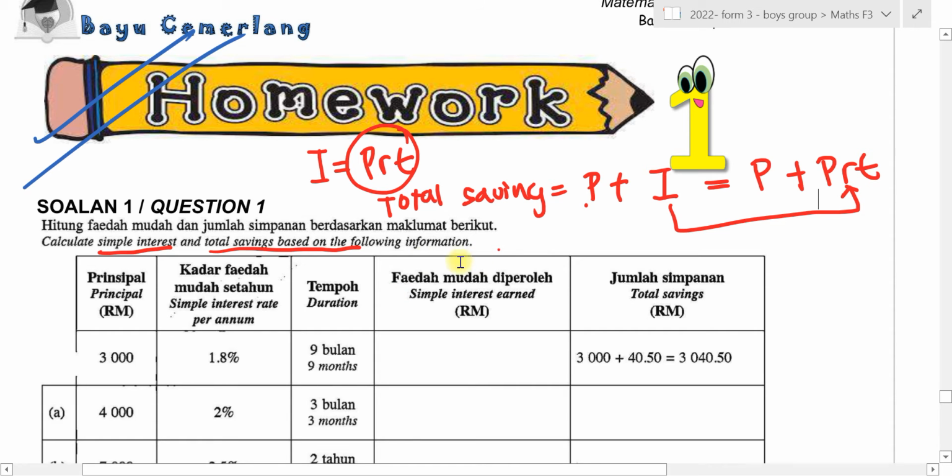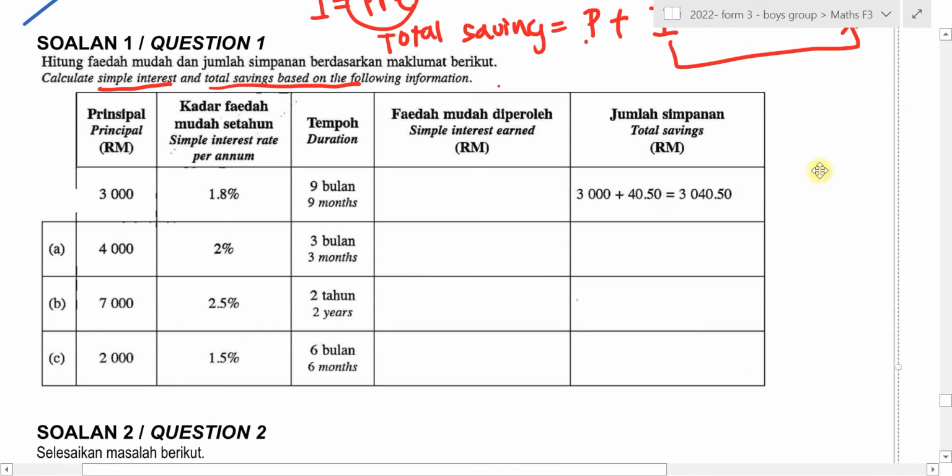Okay, right. So in that way, we want to calculate all these values here. Here we are given a simple interest rate per annum, and the duration. Some are in months, some are in years. Always make sure your duration, or your T, must be in years. If they give you in months, change it to years by dividing by 12.